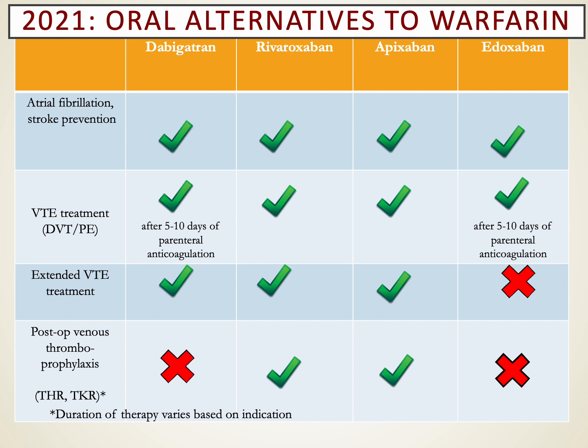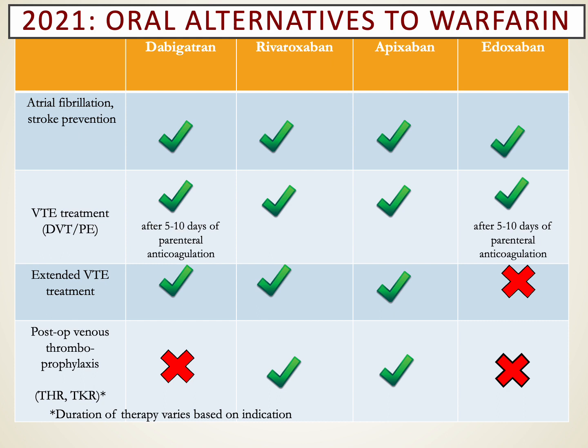apixaban or maybe dabigatran. We also can use any of these agents for treatment for somebody who has a deep vein thrombosis or a pulmonary embolism. If we're looking at more extended venous thromboembolic event treatment, particularly after orthopedic surgery, again, you can use dabigatran, rivaroxaban, or apixaban. But more commonly in orthopedic surgery, I think the data is really limited to apixaban or rivaroxaban.